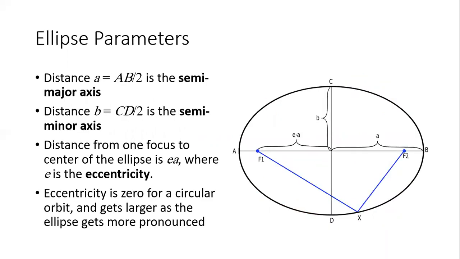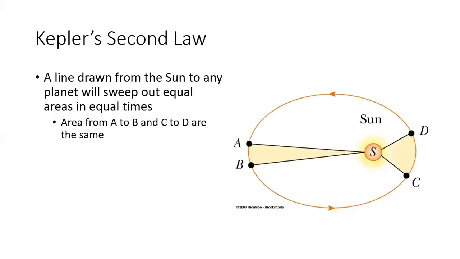Ellipse parameters. Distance A equals AB over 2, the semi-major axis. Distance B equals CD over 2, the semi-minor axis. The distance from one focus to the center is EA, where E is the eccentricity. Eccentricity is 0 for a circular orbit and gets larger as the ellipse gets more pronounced.